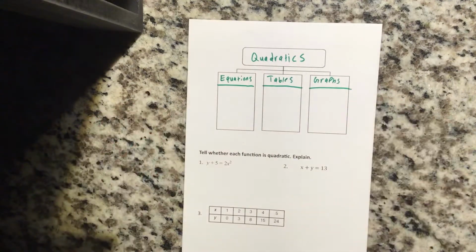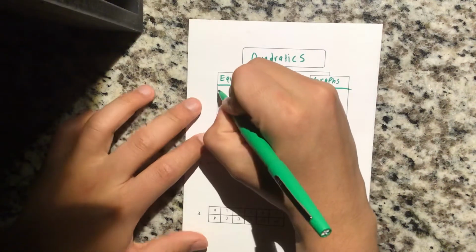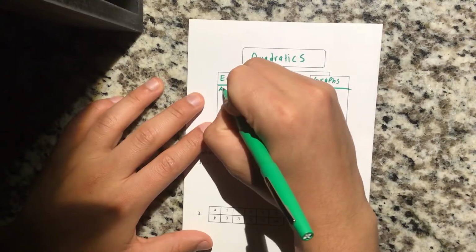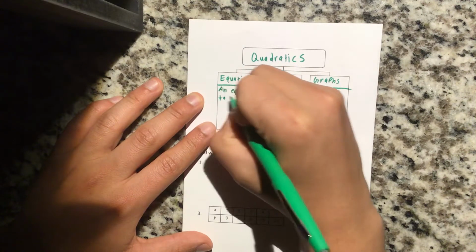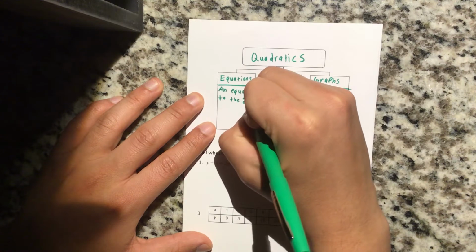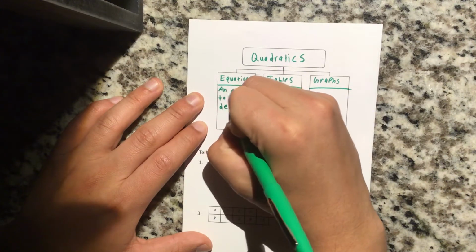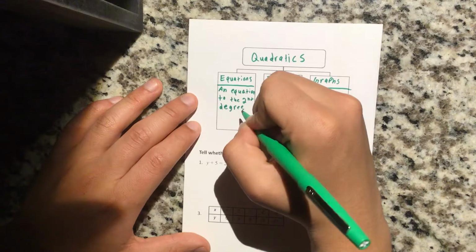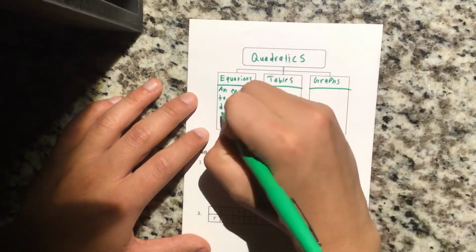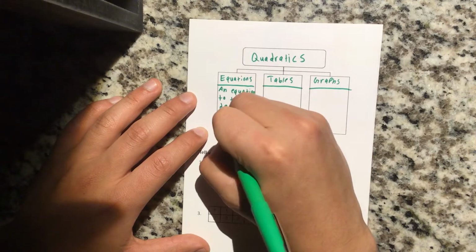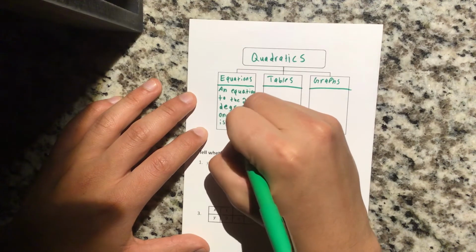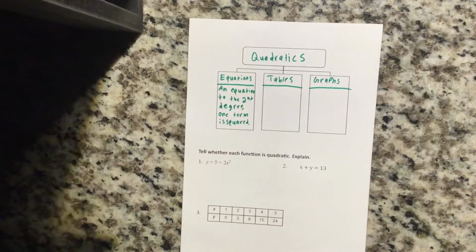In order for an equation to be a quadratic, the equation must be an equation to the second degree. That means that one term is squared, and we're going to see examples of these. So it's an equation that's to the second degree where one term is squared.